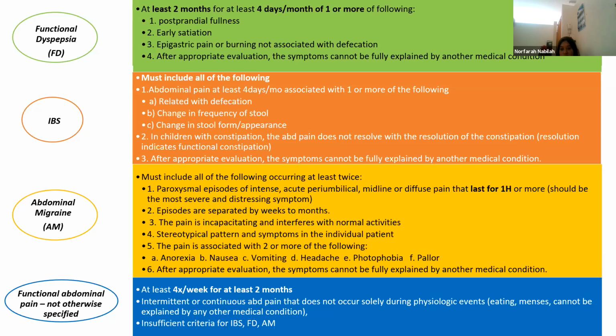The fourth one, stereotypical patterns and symptoms in the individual patient. The fifth one, the pain is associated with 2 or more of the following: anorexia, nausea, vomiting, headache, photophobia, or pallor. And the last one, after appropriate evaluation, the symptoms cannot be fully explained by other medical conditions.